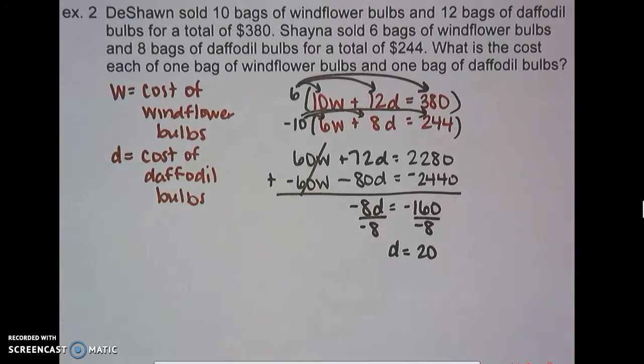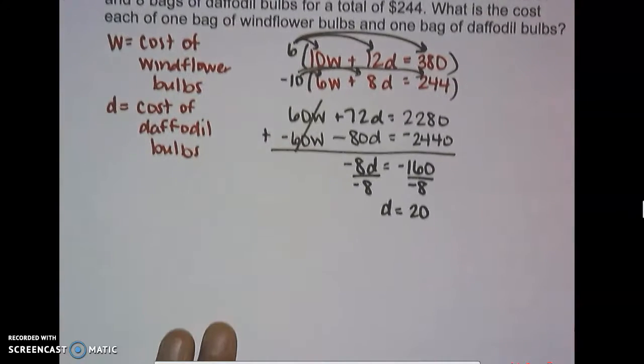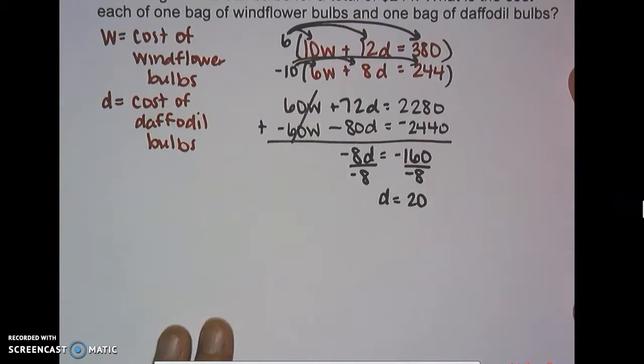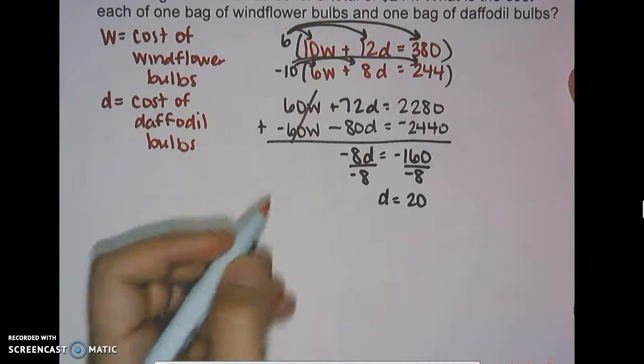So let's check and make sure that that actually makes a little bit of sense here. Yeah, so we're talking about the cost of things for our two variables, so it would make no sense at all if we ended up with a negative answer there. So if you get a negative answer for some of these word problems, it may not make sense at all, and you need to make sure that you're keeping track of that, okay? So now that we have what one variable equals, we're going to plug that back in to one of the equations. So let's plug it into the bottom equation.